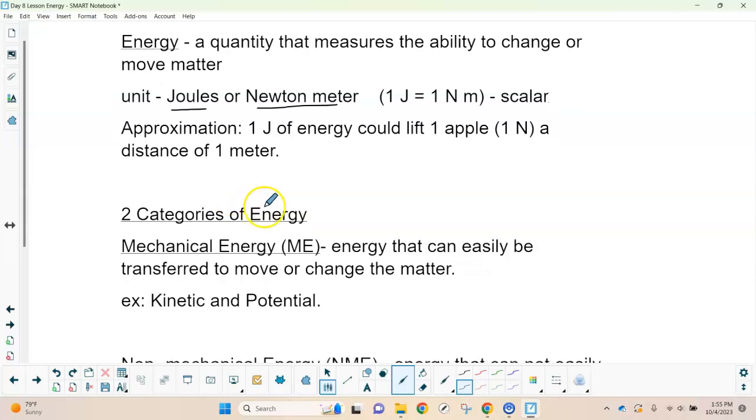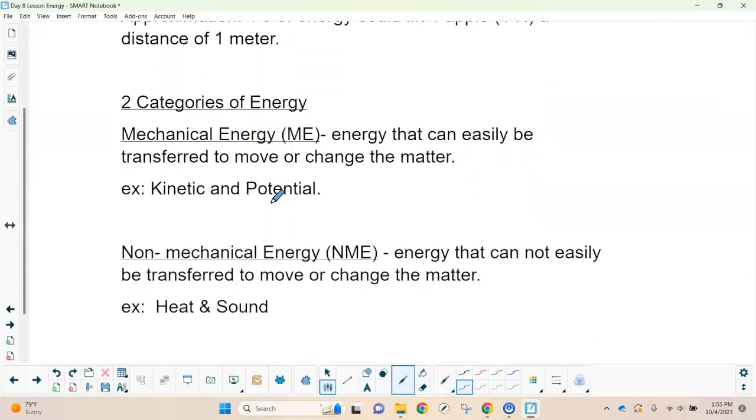Okay, so there are two main types of energy, or groups. The first one is called mechanical energy, and the second one is called non-mechanical energy. Mechanical energy is represented by the letters ME, and it is energy that is easily transferred to move or change matter. So forms of energy like kinetic and potential fall into mechanical energy. The idea there is that energy easily causes motion or easily causes change in the situation for that object.